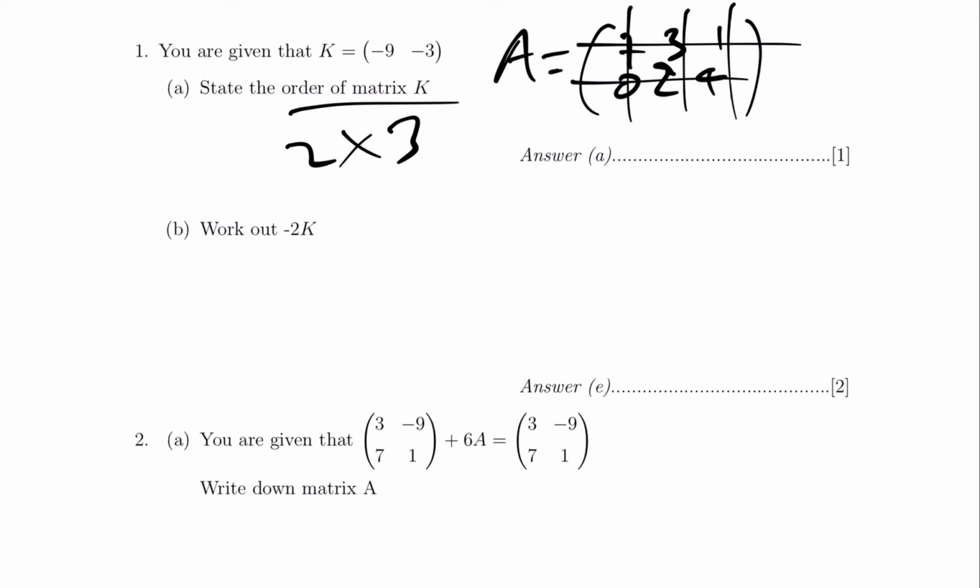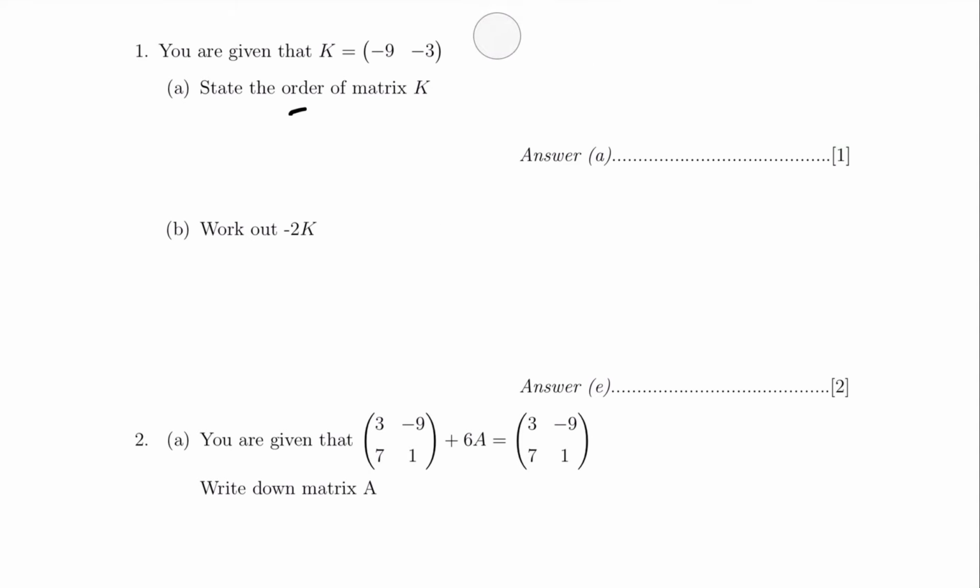This is how we find the order of a matrix, and we write it as 2 by 3 or 2 × 3, it's the same thing. You choose any way you want to write it. Okay, so with that being said, I come back to what we are given here. So we have K is equal to -9, -3.